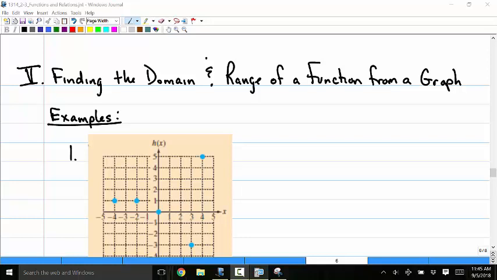Finding the domain and range of a function from a graph. The best way I know to teach this is just doing examples and walking you through it.